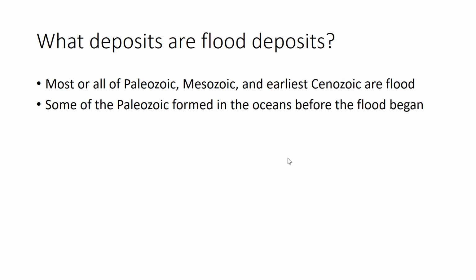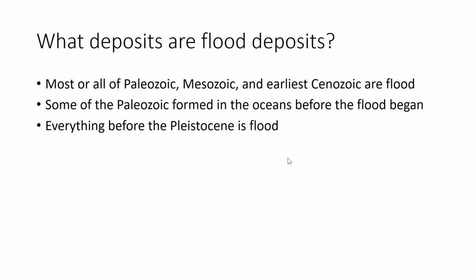Another idea is some of the Paleozoic formed in the oceans before the flood began. So maybe the earliest part of the Paleozoic formed in the oceans, accounting for why those are marine deposits, but still not providing a rich amount of evidence of where those different forms came from. Although if they were all separate creations, then you don't need to account for where they came from, because Scripture actually gives you that account.